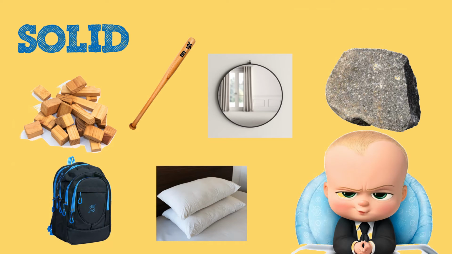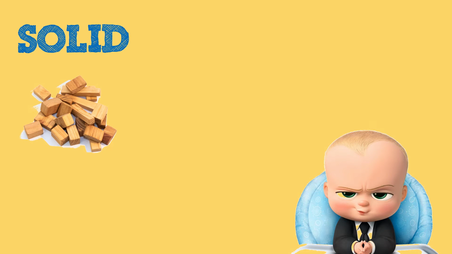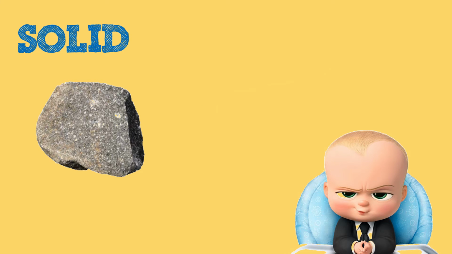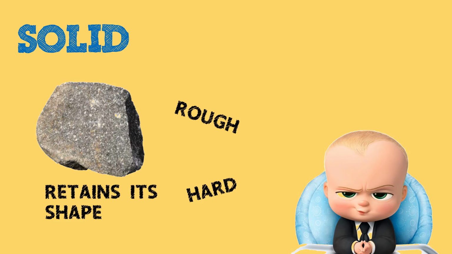These are examples of solid objects. Since you can hold them, you can describe their shape, just like the block of wood. Its shape is square and rectangle. It is hard. You can also describe the rock as hard, and the rock retains its shape.